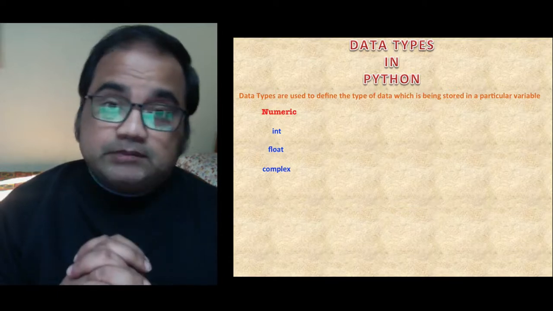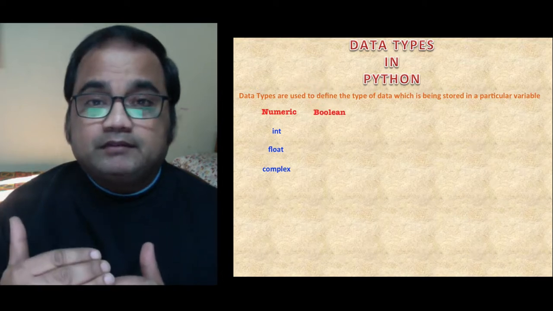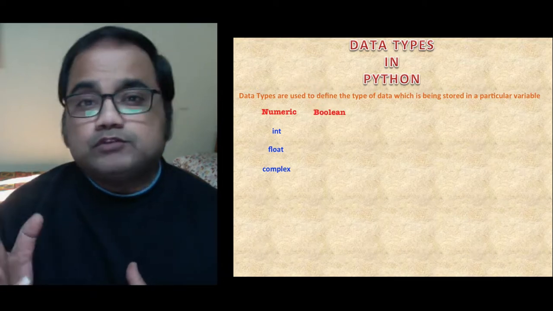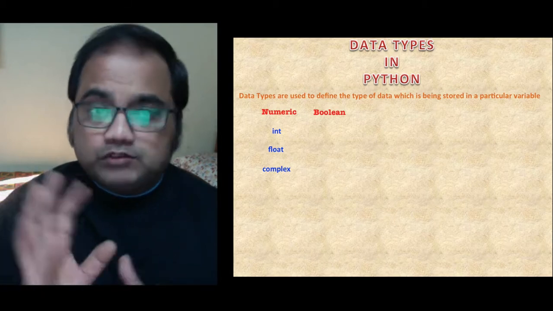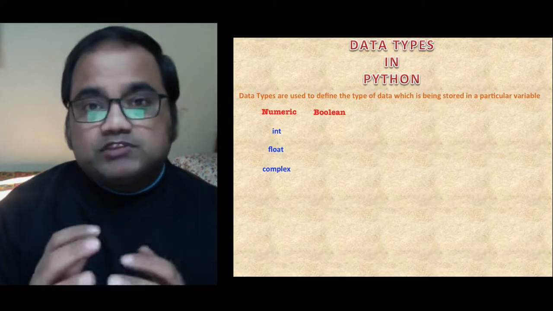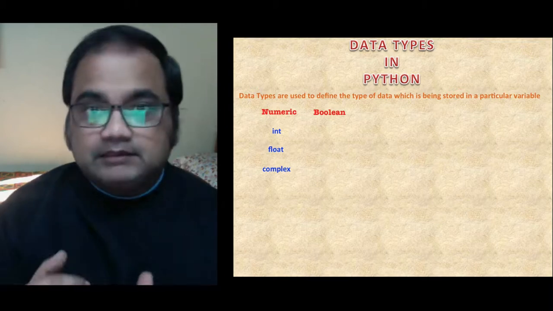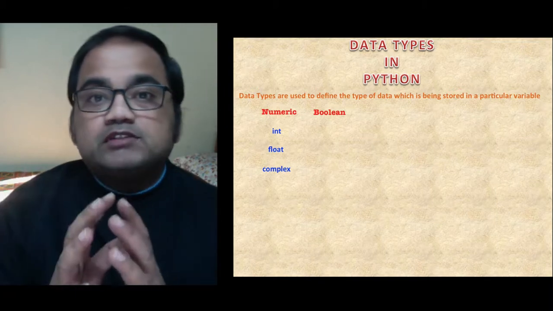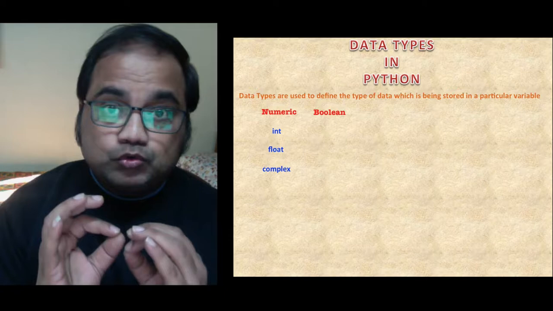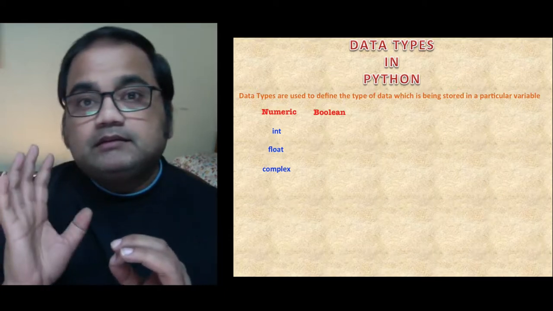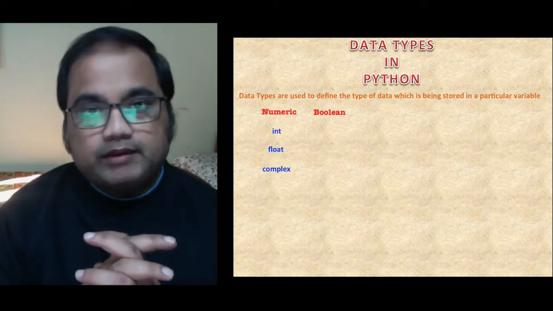Now, after the numeric data type, we have the Boolean data type, right? It holds either true or false Boolean values. 1 means true and 0 means false. In the computer system, binary number system, 0 means false and 1 means true. So in Python, we hold that true or false in a Boolean data type. We use True with capital T, and False with capital F. So True and False are stored in Boolean type.